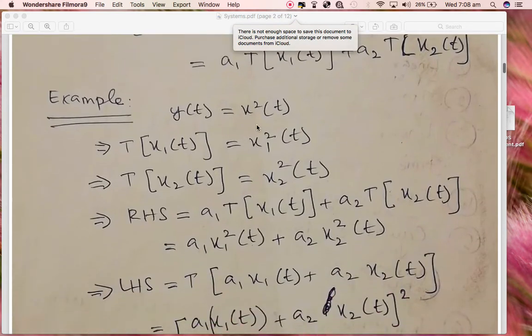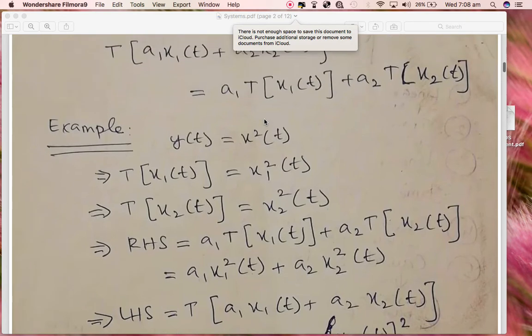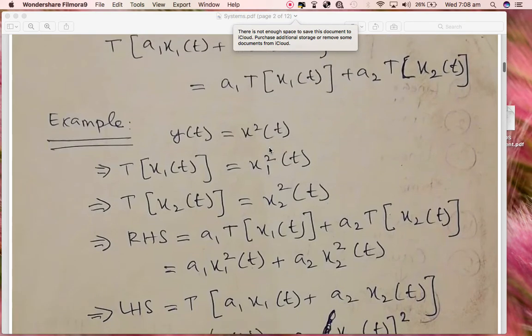For example, we have a system which is reflected by the following equation, where y(t) is the output and x squared (t) is the input. When the input x(t) is coming into the system, there is a block in the system, and the output of that block will be y(t), which is the square of the input. So the system is doing the square of the input.